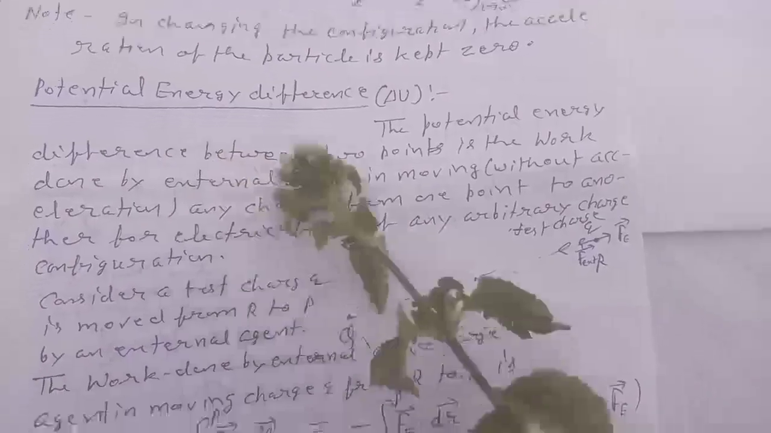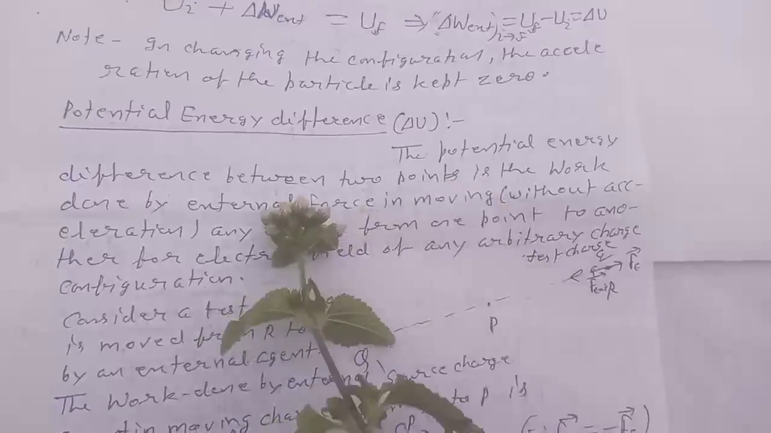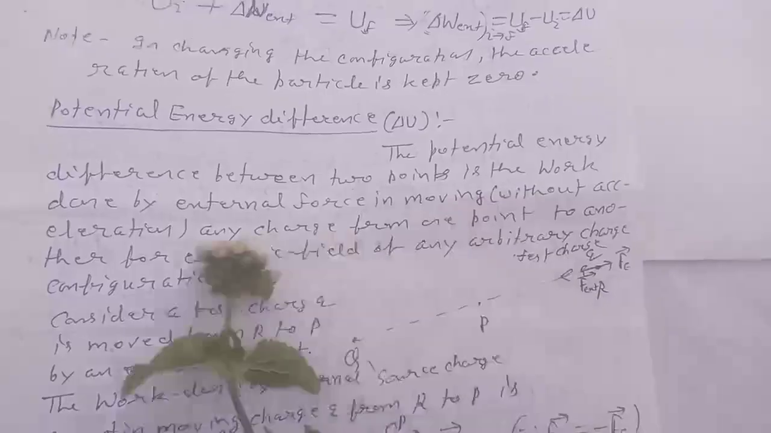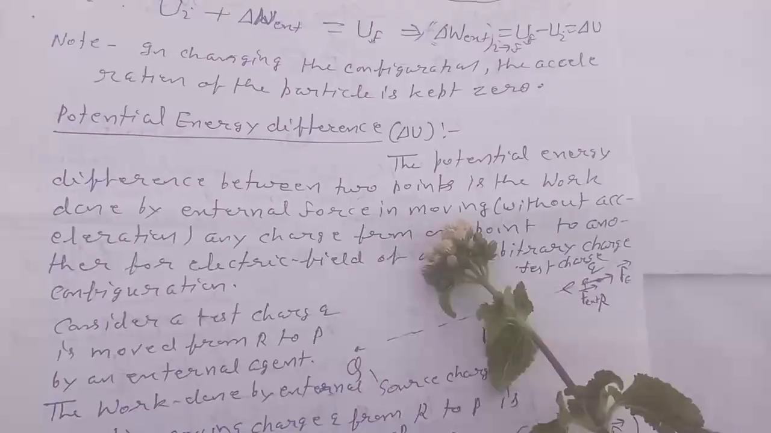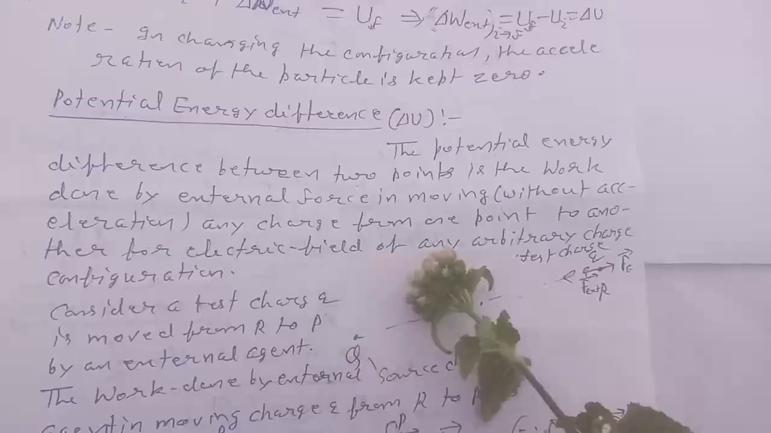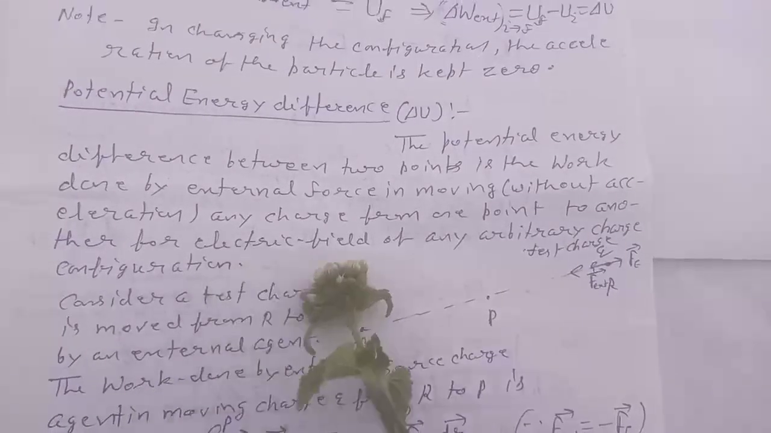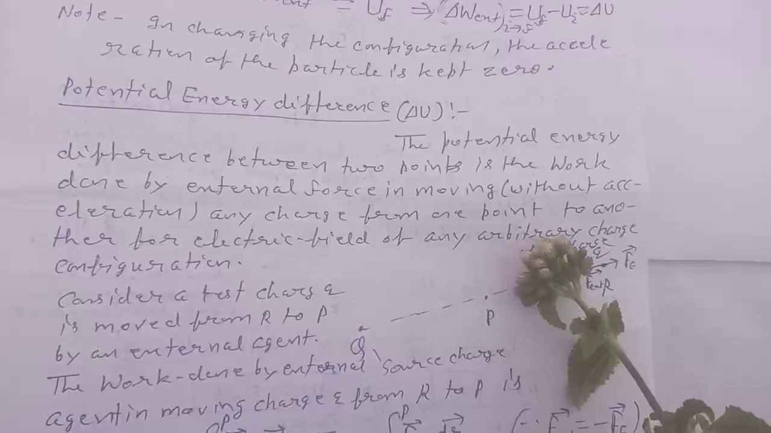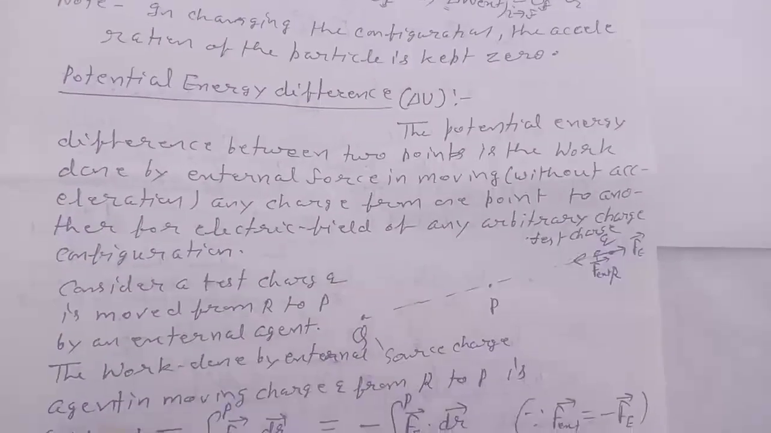Potential energy difference, delta U. The potential energy difference between 2 points is the work done by an external force in moving, without acceleration, any charge from one point to another for an electric field of any arbitrary charge configuration.